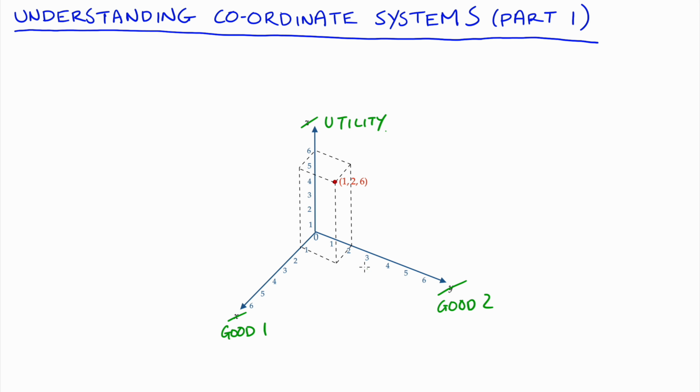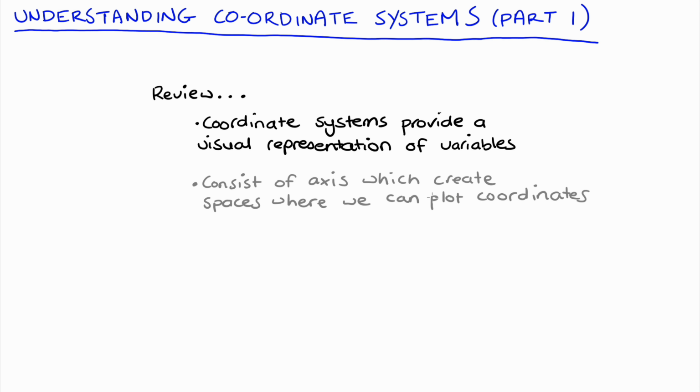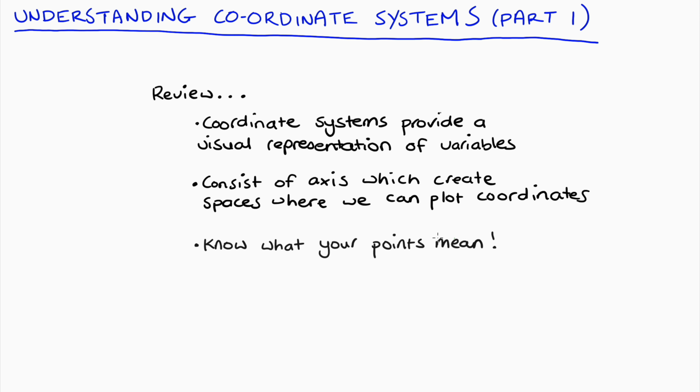We can struggle to imagine 4-axis systems and above, though that's really hard. We can't really imagine past 3 dimensions. So just to review, coordinate systems can give us a visual representation of the relationship between different variables. They consist of number lines or axes which define spaces where we can plot coordinates. It's important to know what the coordinates actually mean.